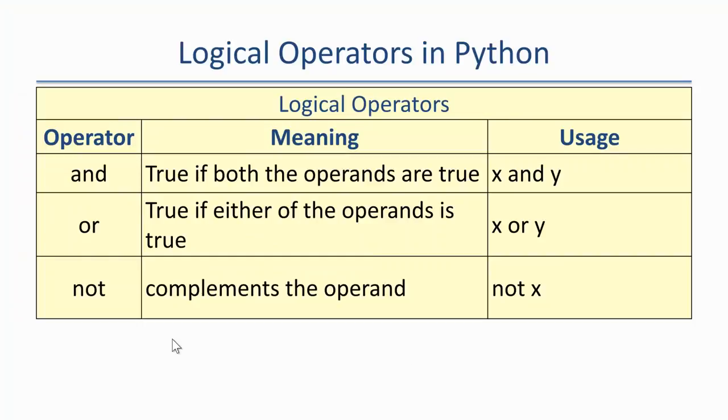Here are the logical operators in Python again. One more time. The operator AND works on two operands and the result would be true if both operands are true. The operator OR works on two operands and the result would be true if either of the operands is true. And the operator NOT is a unary operator, which means it works only on one operand and it negates or complements the operand. So whatever is in front of it, if it was true, NOT makes it false, and if it was false, NOT makes it true.